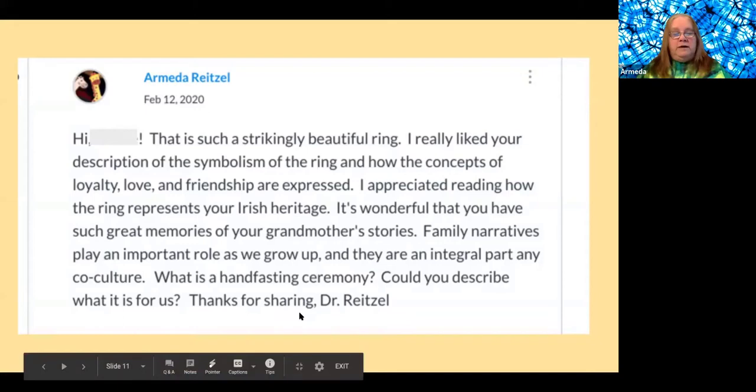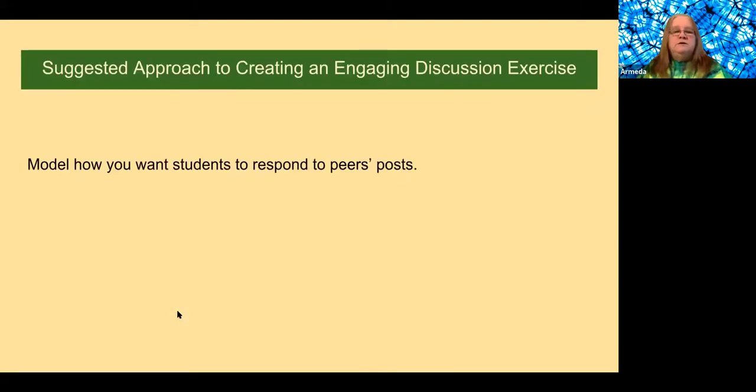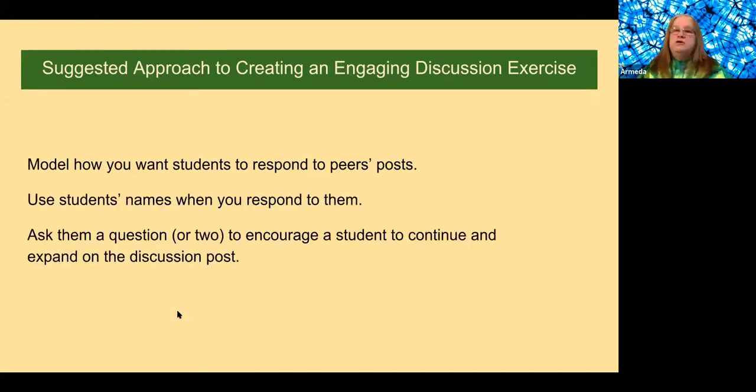And then I always sign it, thanks for sharing. And what's really kind of cool is when I see my students mimicking me along the way, it's like we're teaching them how to respond to each other. And I think that's a really cool thing because it teaches civility without that being one of my student learning outcomes. But that's what it starts to become. So model what you want, which is what I've done. Use the student's name to respond to them and ask a question or two to encourage a student to continue or expand upon their discussion post.